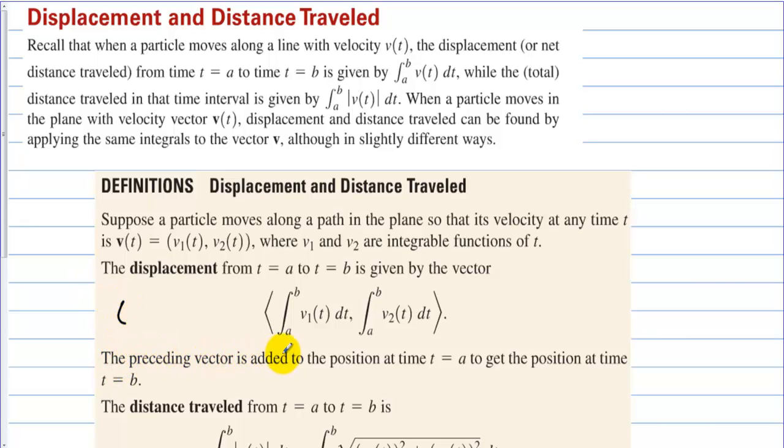The preceding vector is added to the position at time t equals a to get the position at time t equals b. So let's say the particle starts at 3, 4. If we want the position, we would add 3 to this displacement, the x coordinate, and we would add 4 to this displacement, the y coordinate. Originally we have displacement, and then when you add this to the position, you get the new position.